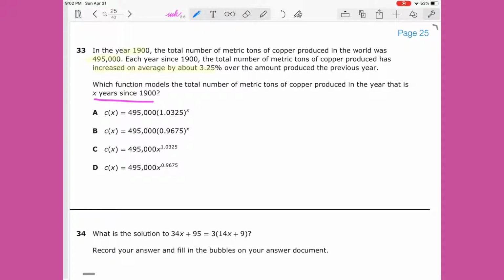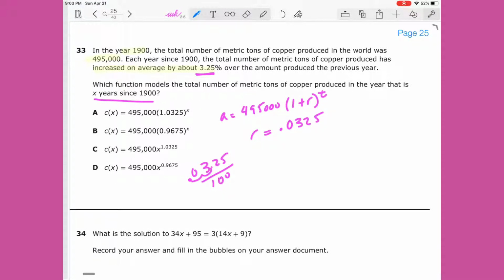Well, we're essentially talking about an exponential growth function. And our a, our initial value, is going to be 495,000. And remember, that's 1 plus the rate to the power of t, or years. Our rate here is given to us as 3.25. However, that needs to be changed to decimal form. So if I take 3.25 and divide that by 100, the decimal moves two places to the left. So my rate's actually going to be 0.0325.